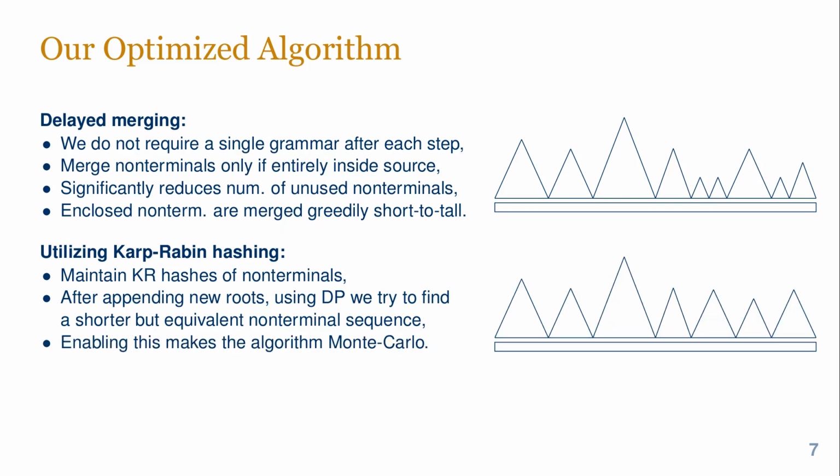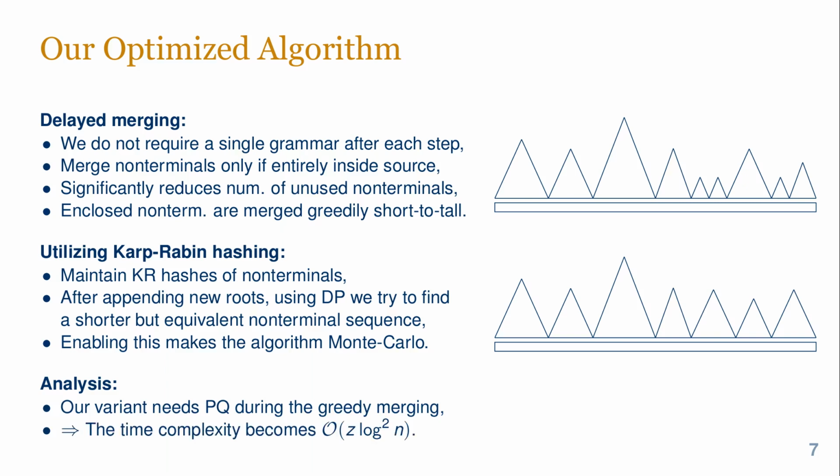Note that since Karp-Rabin hashing works correctly only with high probability, this turns our algorithm into a Monte Carlo algorithm. We note, however, that this optimization is easy to turn off, leaving us still with a very efficient algorithm. The analysis of this optimized algorithm does not change significantly compared to the basic algorithm. The only major change is that our procedure to merge the non-terminals enclosed in the source substring needs a priority queue. This adds another log factor to the time complexity.